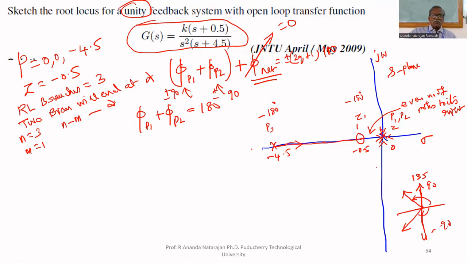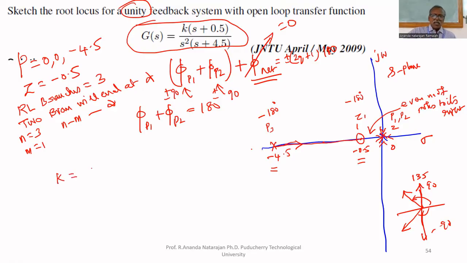Is there any possibility of a breakaway point? It starts at minus 4.5, ends at minus 0.5. Therefore, there is no breakaway point, we can assume. But it is not so in this sum. There is a breakaway point. If you find the breakaway point, you will get it. For that, what do we have to do?